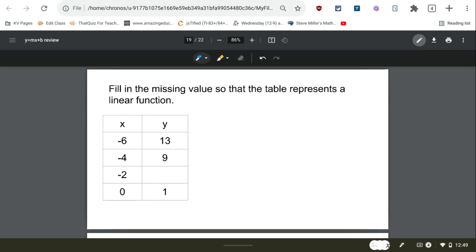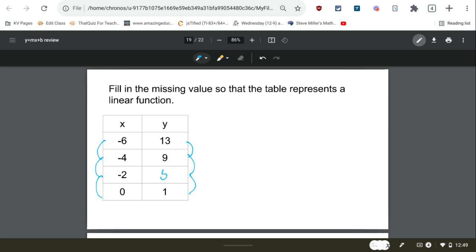All right, it needs to be a linear function. So I guess what you could say is that everything should be proportional. Notice how these are all going up by 2. So over here on the right-hand side, these should also have the same common difference.